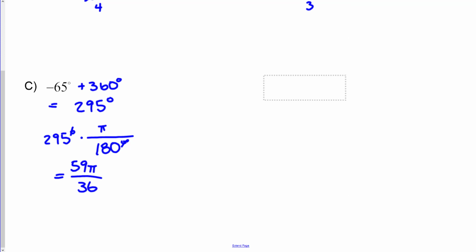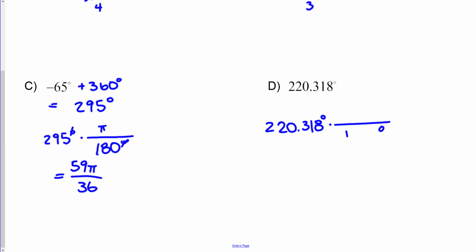Okay, the last one. 220.318 degrees. So this one is starting out with an approximate value. It has a decimal, so you can end with a decimal. You don't have to finish off with pi in the end. So to convert this, just remember 220.318 in degrees. You want to multiply it by something that has degrees in the denominator, so that's where your 180 is going to go, and then the pi in the numerator.